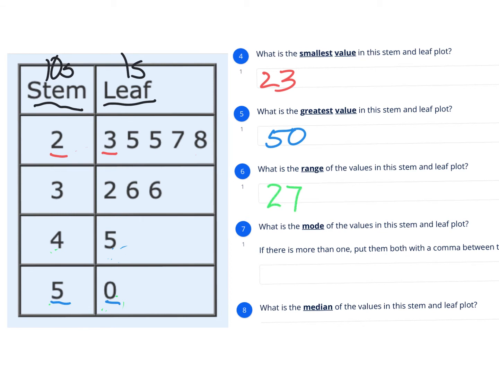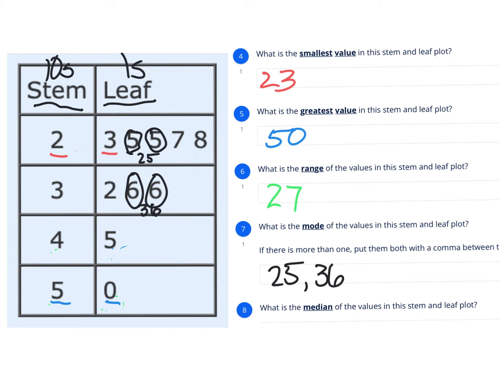Okay, mode. Mode means what number happens the most times. So you're looking on your list here and seeing what number occurs the most times. Well, I see two 5s here and two 6s here. Remember, these 5s are 25 and these 6s are 36. I don't see any others that repeat. So that means it would be two modes. 25 is a mode and 36 is a mode because they happen the most times.